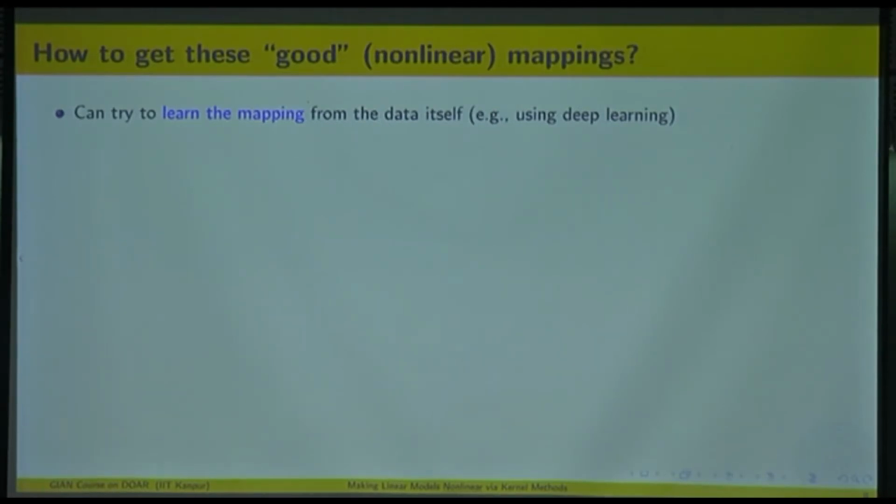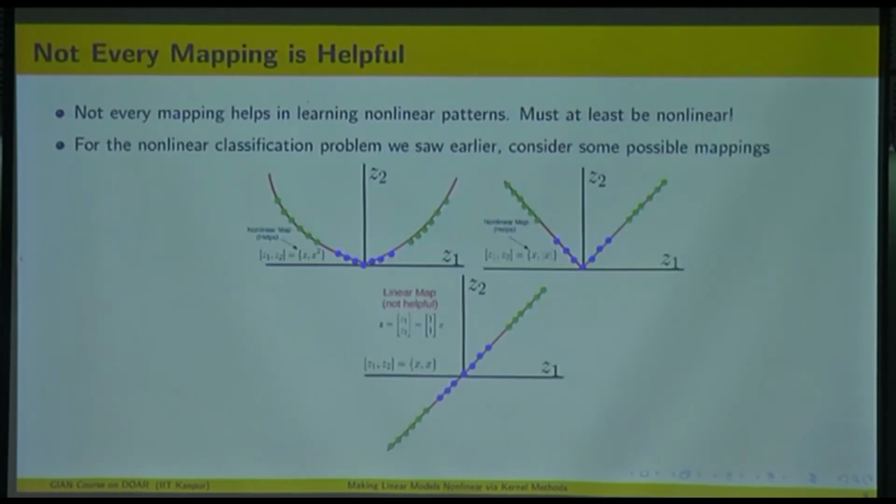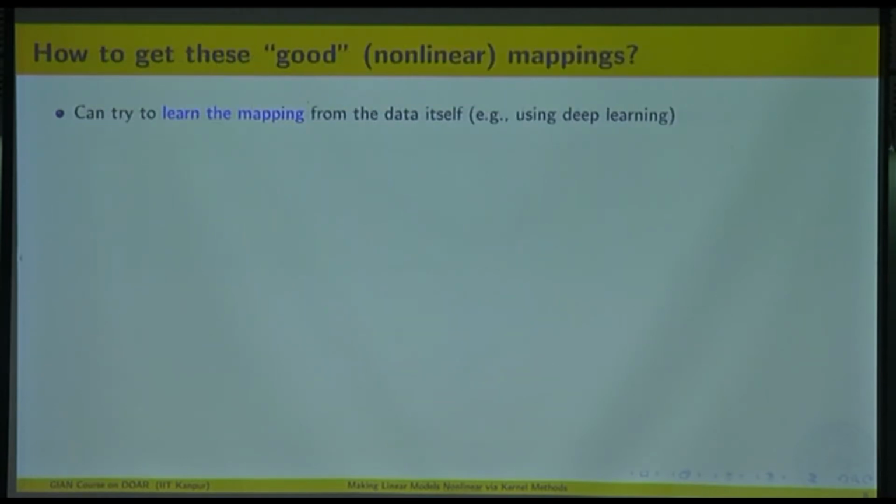Now the question is, how do we get these non-linear mappings? Can I always think of a non-linear mapping for some given data set? Clearly, it seems like an impractical problem because the data set may be too complex. We may not know anything about the data. So can we somehow come up with a good set of functions that will automatically give us these mappings? So how do we get these good non-linear mappings? Again, remember that the mapping has to be non-linear. Linear mappings will simply not work.